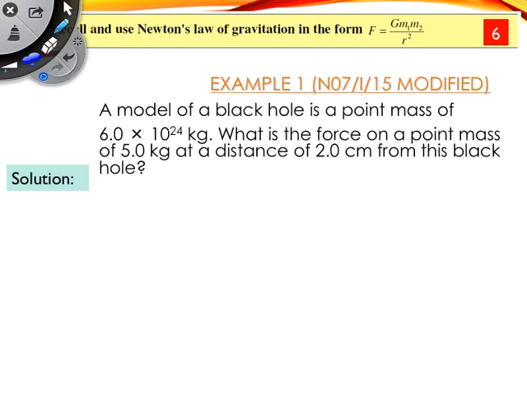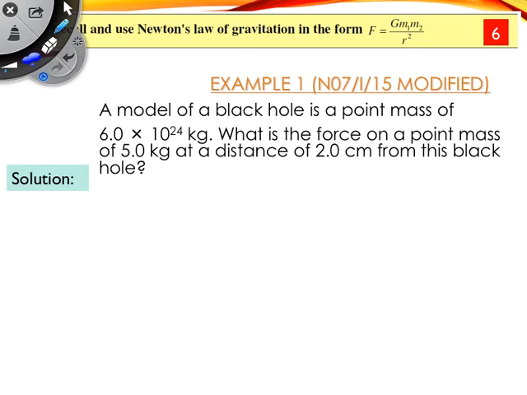Okay, let's look at the first example here. I believe you have this as a blank, just to give you a chance to apply this equation. The model of a black hole is a point mass of 6.0 times 10 to the 24 kg.